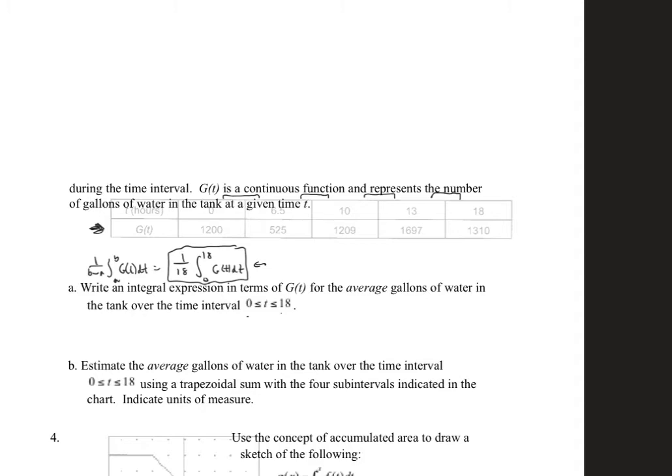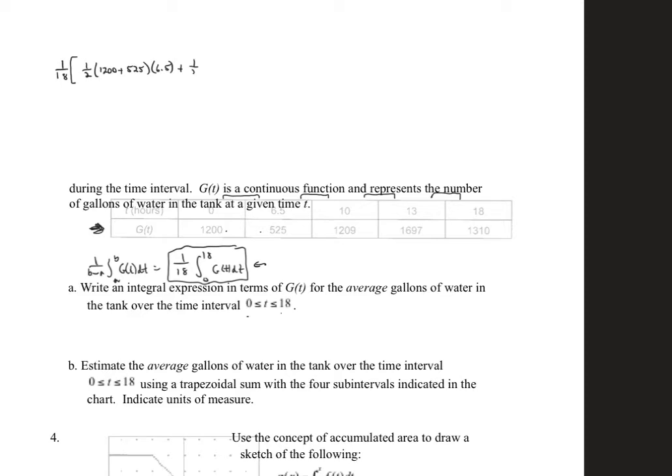So instead, we're going to say here's our 1/18th because it's an average value of the function. So we're doing our average value formula that we wrote down in part A. And then the first trapezoid, we're going to have 1/2, and the sum of the bases are going to be our 1200 plus our 525, and the delta t is going to be our 6.5 minus 0, which is 6.5.